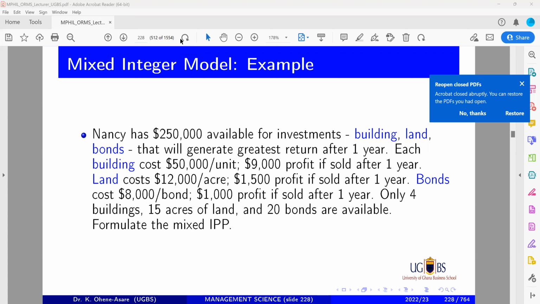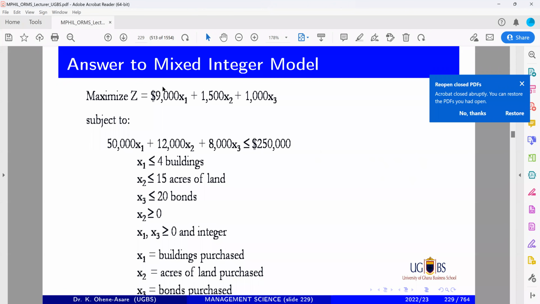Building, let's deal with building. Building will have what? What kind of constraint? Pure. You can't have 2.5 buildings. You cannot have 2.78 buildings. So building will have pure integer. 1, 2, 3, 4. Okay, just like bonds. So this is it.